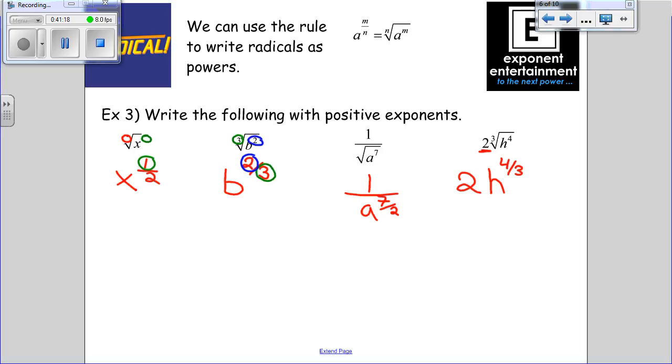Yeah. You could, but they wanted it as positive as well. That's why I left it on the bottom. But yeah, you're actually 100% right. You could have made it that.